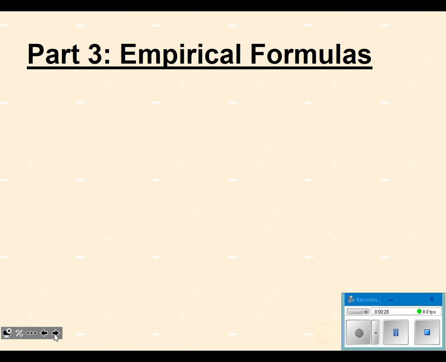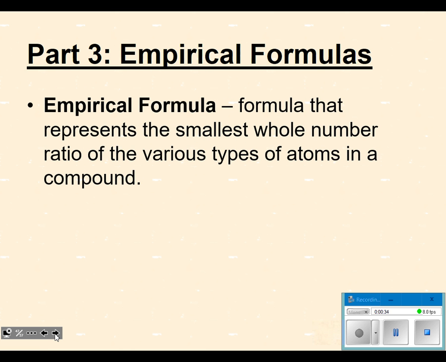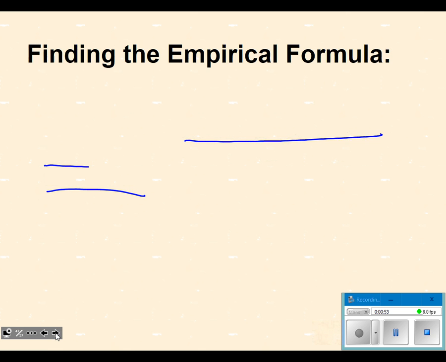So, an empirical formula, just definitional information. This will possibly be used in your multiple choice. An empirical formula is the formula that represents the smallest whole number ratio of the various types of atoms in a compound. So I would tell you the thing you really need to understand is it's the smallest whole number ratio of a compound that exists. That is your empirical formula.